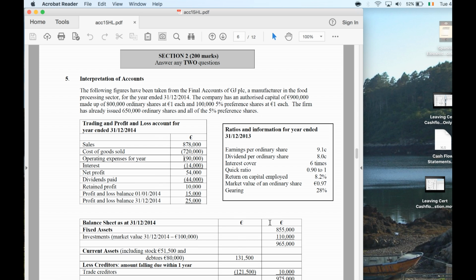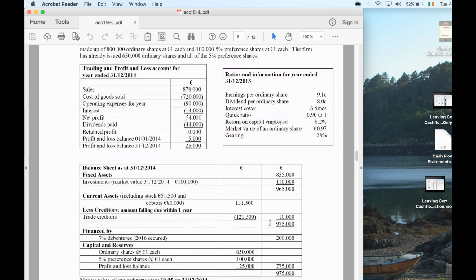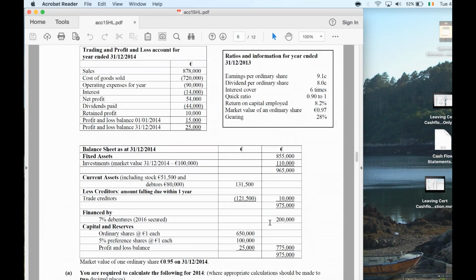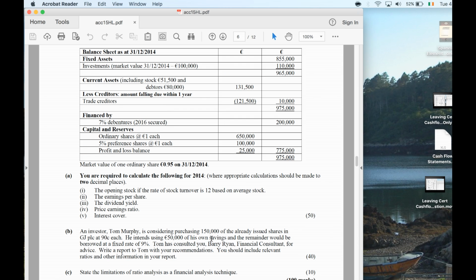Moving on to ratios. So ratios, I presume we understand what we need for part B. Sorry, just go back to that now. Limits of ratio analysis, a financial analysis technique. Very standard question, comes up all the time. So ratios, for example, are based on historic figures. It doesn't necessarily guarantee you the same trends are going to follow in the future.